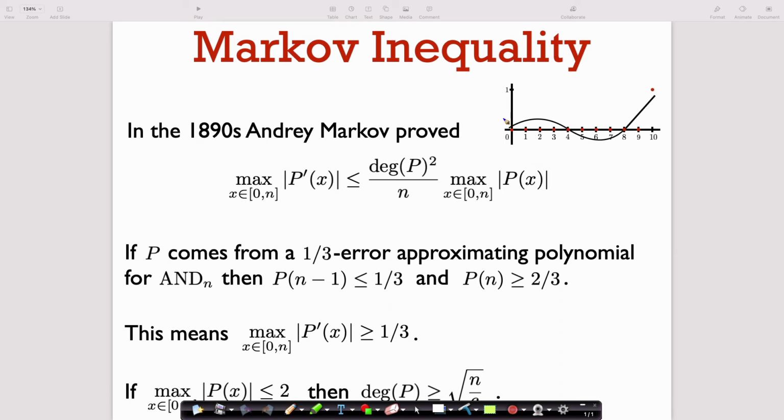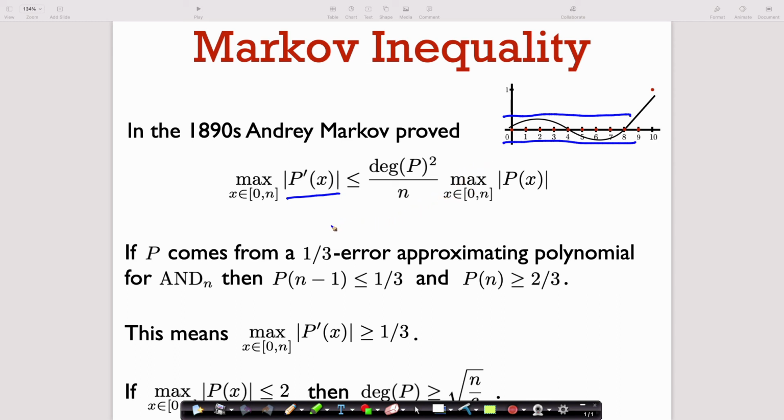So this is basically saying that if you're completely bounded in a small window here and you have low degree, then your derivative cannot be too large. It's giving you an upper bound on the derivative in terms of your degree and how bounded you are on this interval.